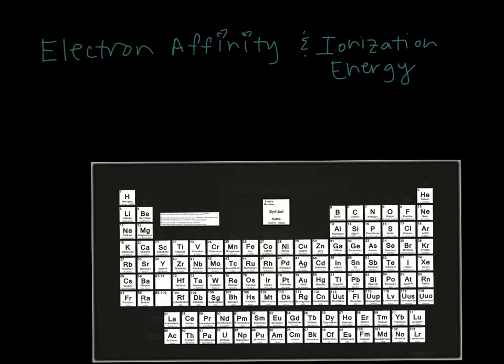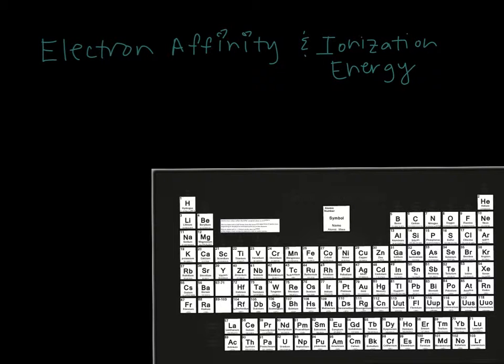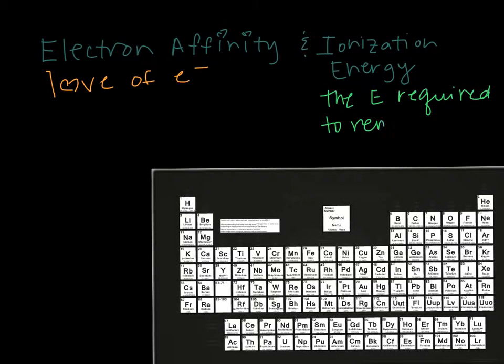All right, and then the two last things that we have to talk about are electron affinity and ionization energy. Now, electron affinity is simply a love for electrons. To have an affinity for something is to have a fondness for it. So, electron affinity is a love of electrons. And ionization energy is the energy required to remove an outer shell electron. So the energy required to remove an electron from valence shell.